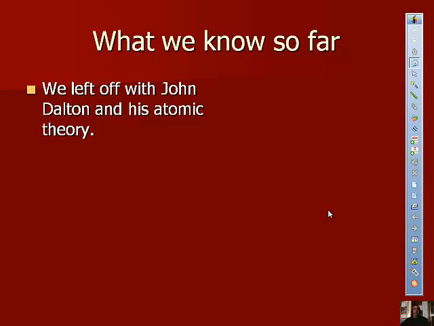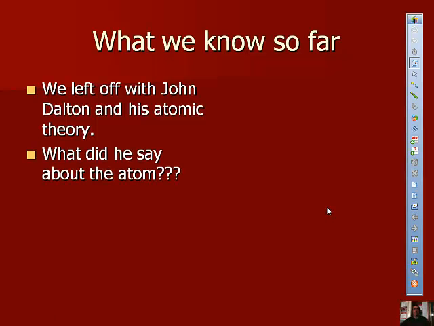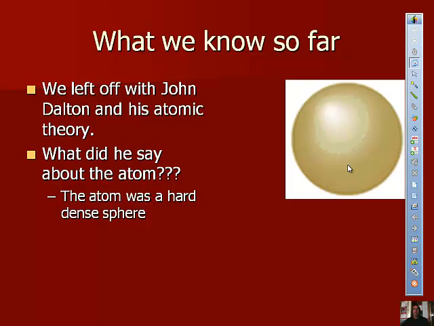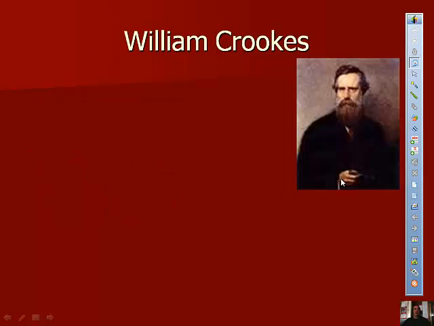We left off with John Dalton and his atomic theory. And again, if you think about what he said about the atom, he had those points to his hypothesis about what the atom was. Basically, what he said was an atom was a hard, dense sphere. Basically, it was like a shot put. If you cut it in half, the inside's going to look like the outside. The outside's going to look like the same thing that's a third of the way through. So everything about the atom was exactly the same.